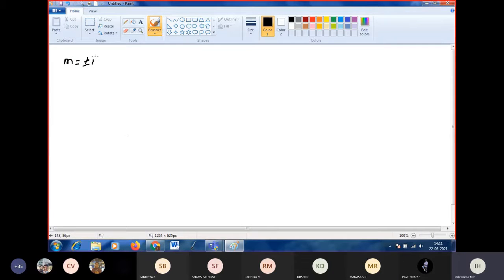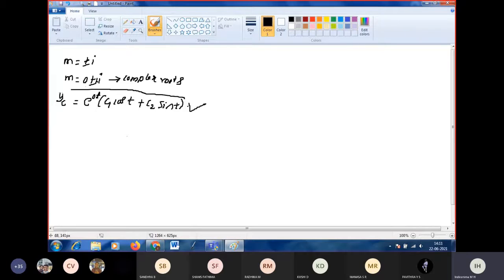Plus or minus i can be written as m = 0 ± i. Roots are complex roots. So for complex roots, how do we write yc? yc = e^(0t) (C1 cos t + C2 sin t). Don't write i. Correct? Yes. yc is completed. Put it in the box.